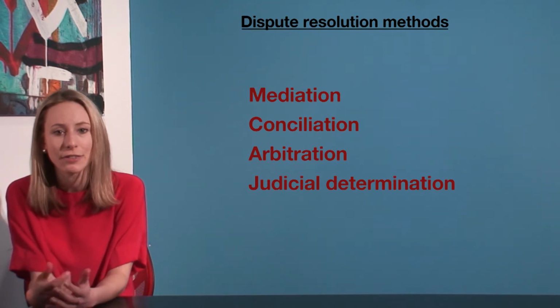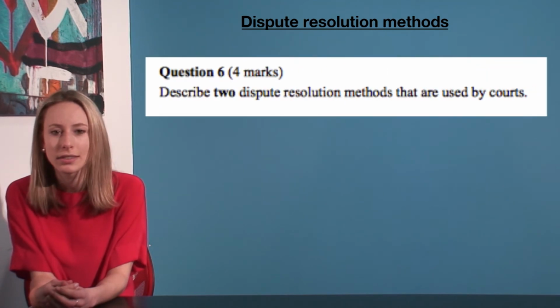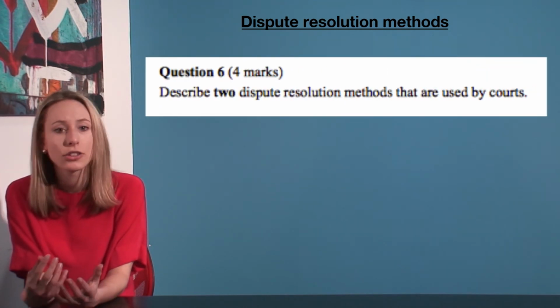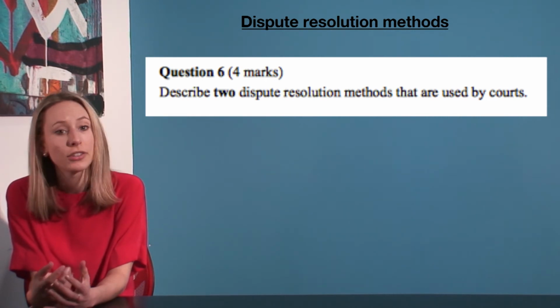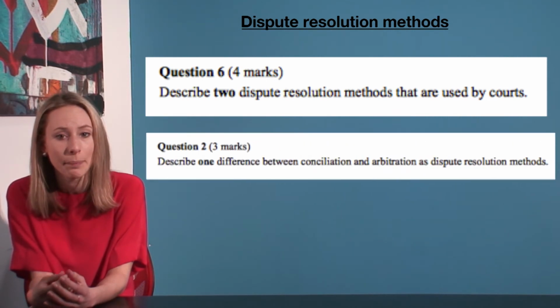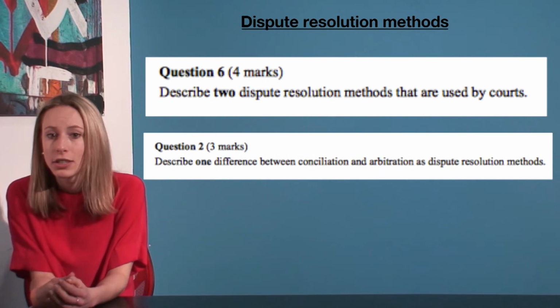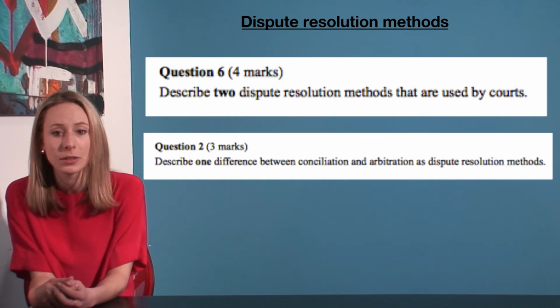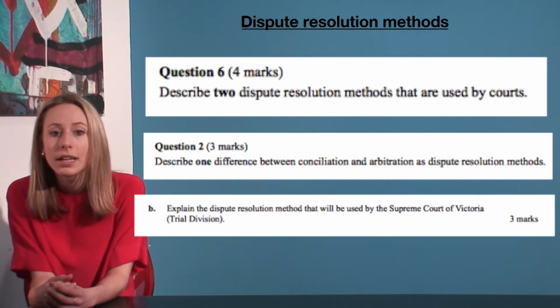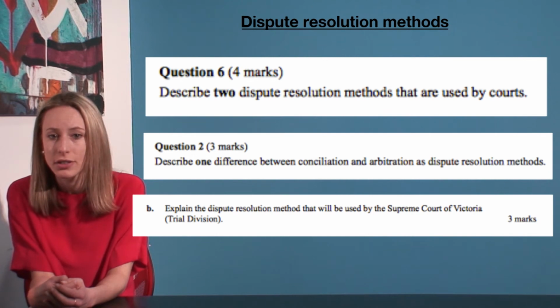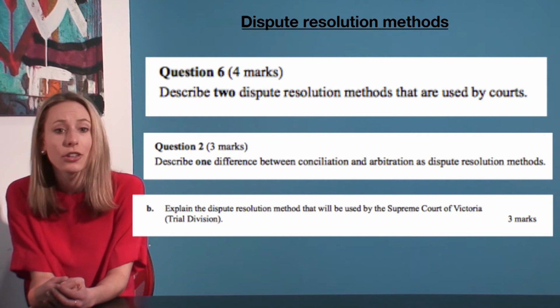In 2013, for example, students were asked, for 4 marks, to describe 2 dispute resolution methods that are used by courts, whereas students were asked in the 2014 exam, very specifically, to describe one difference between conciliation and arbitration as dispute resolution methods, and later on, to explain the dispute resolution method that will be used by the Supreme Court of Australia Trial Division. Those last 2 questions were worth 3 marks each.